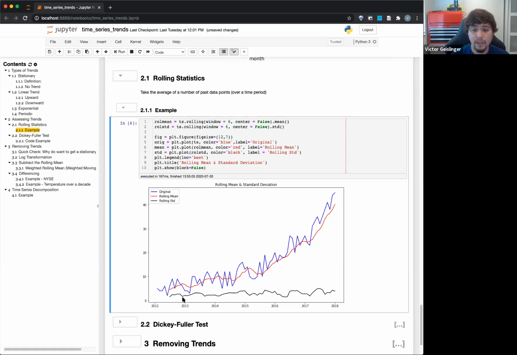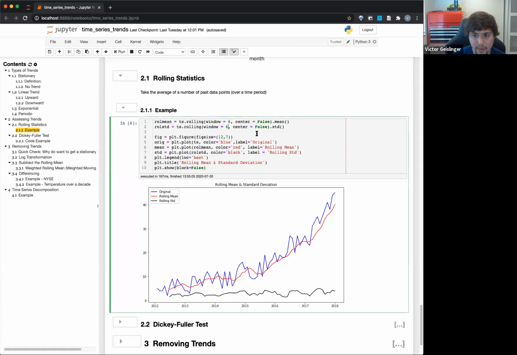It's a very quick and very common technique for time series. Note also the black line right here: I'm taking the standard deviation of those 6 points to see how they differ from each other. You can see there doesn't seem to be too much variance on this scale, so the standard deviation is pretty consistent with these rolling statistics.